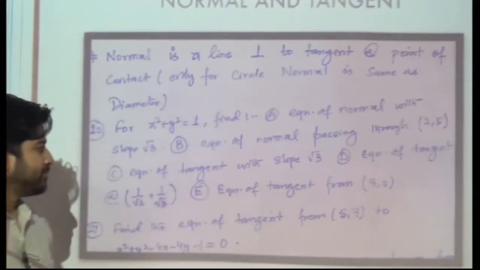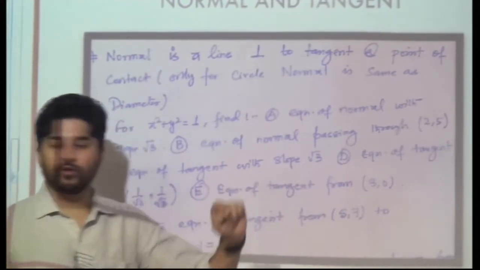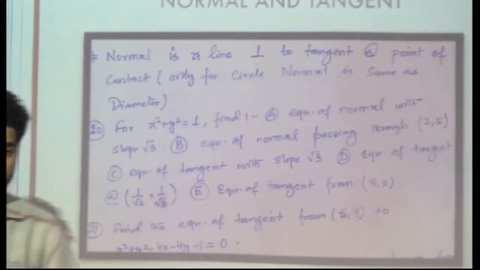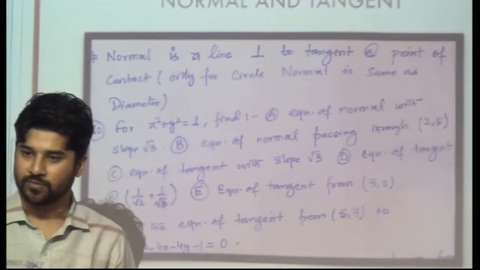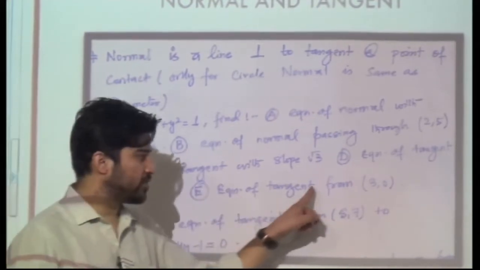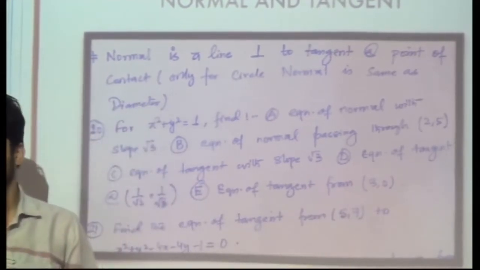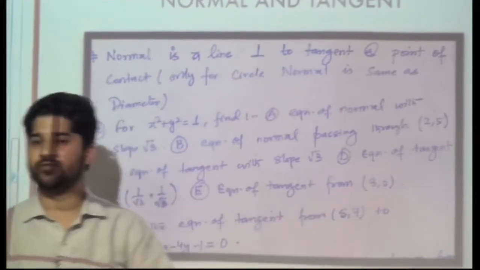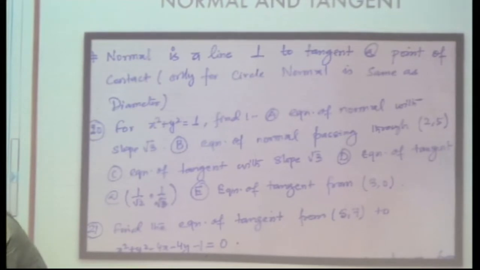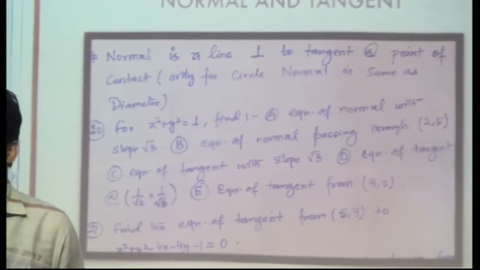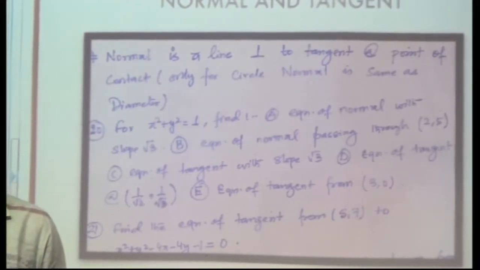Now this one, equation of tangent from (3,0). Now this question becomes a different question altogether. He's not asking you to find the equation of tangent at (3,0). He's asking you to find the equation of tangent from (3,0). So how are you going to do it? But how are you going to find the tangent? Let's see.